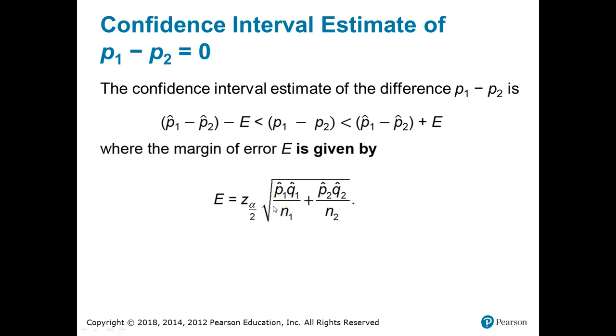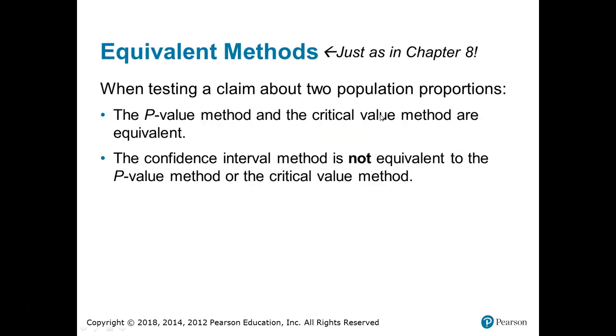Here's the equation for your margin of error. And similar to chapter 8, here is your interval right here. It's going to be P1 hat minus P2 hat minus the margin of error, which you're usually going to be having at 0, and then the upper bound limit.